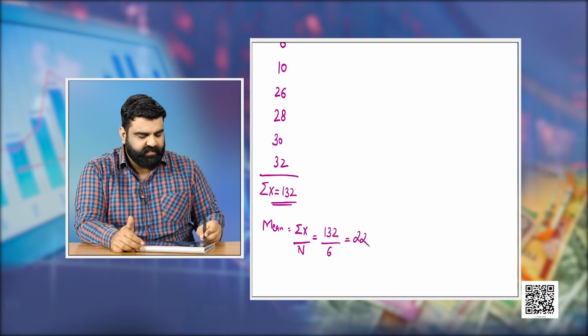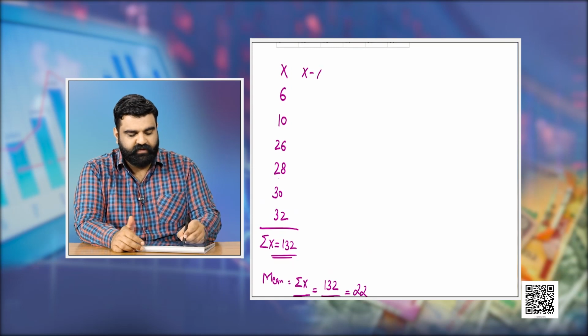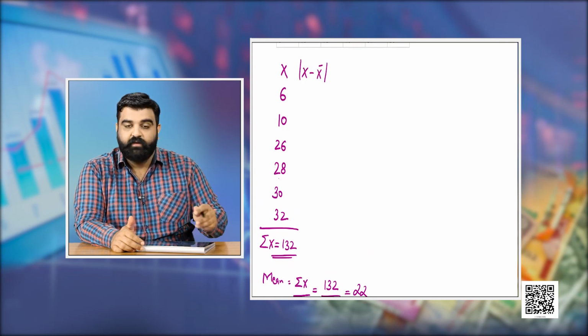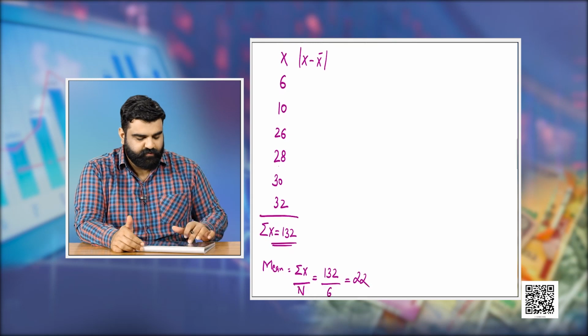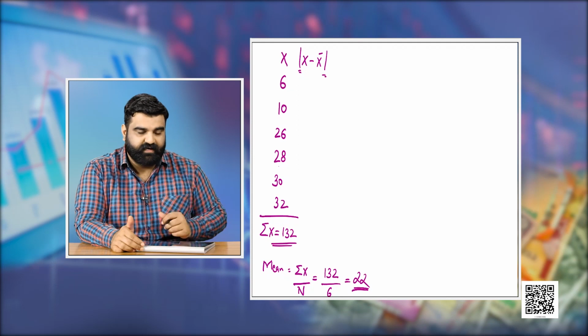Moving ahead, let us calculate the mean deviations from mean. For that I will have to calculate the deviations from mean. Because my mean is 22, I have to calculate the deviation, that is the difference between the series and mean, and take a mod value. Mod value means ignore the minus sign.